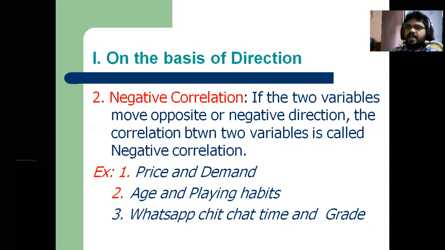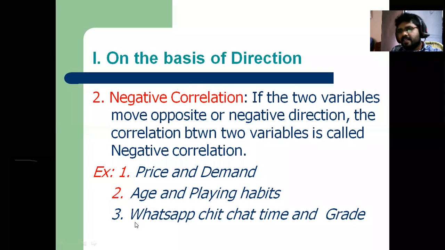Another example, if you take age and playing habits. As the children's age increases, their playing habits may decrease. For example, from children's age to young age to old age, as our age increases, the playing habits may increase at the starting level. But later on, if we compare children's age to old age, as our age increases, the playing habits may decrease.